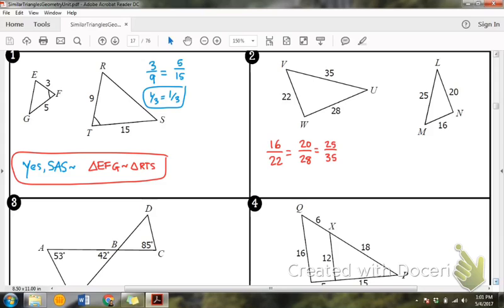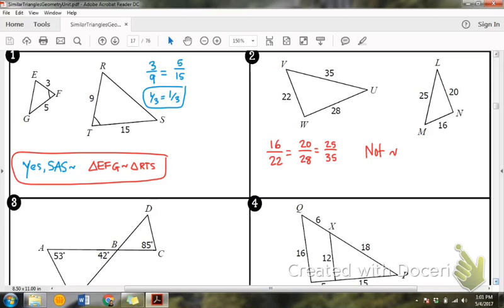Natasha, what are you finding? They're not similar. They don't have the same scale factor. Is that what you guys are getting? Okay, I think the second 2 are the same, right? But the 16 over 22 is not. So these are not similar.